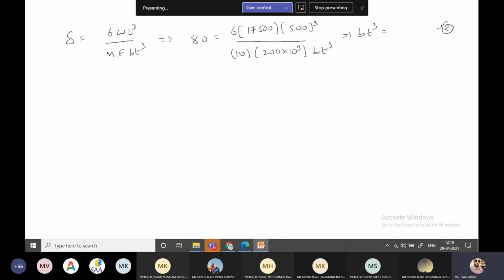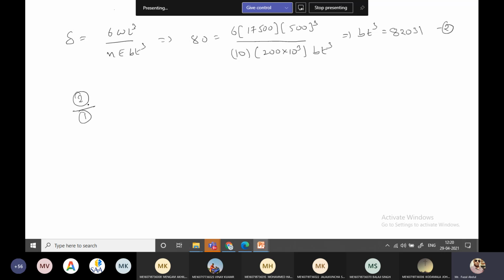Tell me the BT cube value. How much is BT cube? 82031. Please repeat again. 82031.